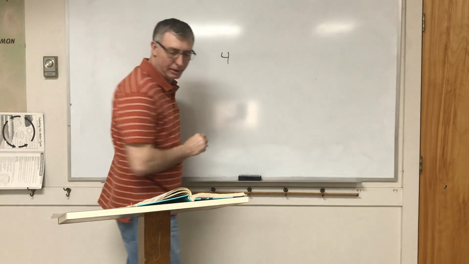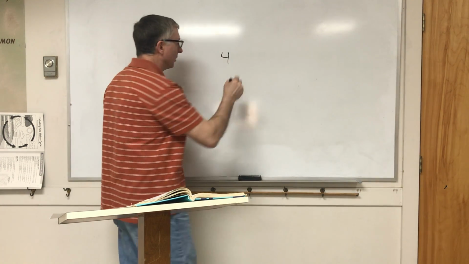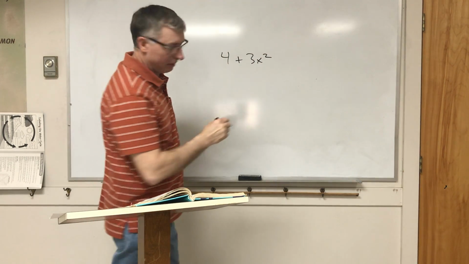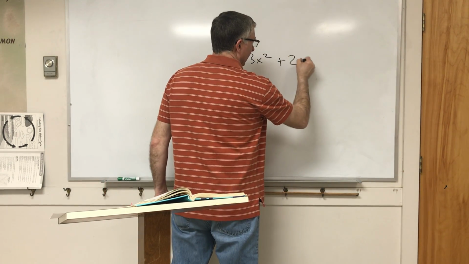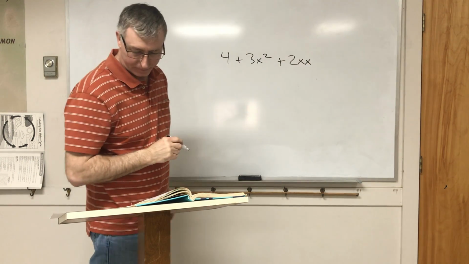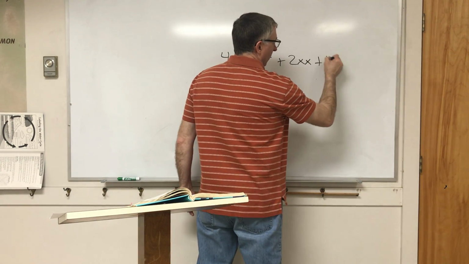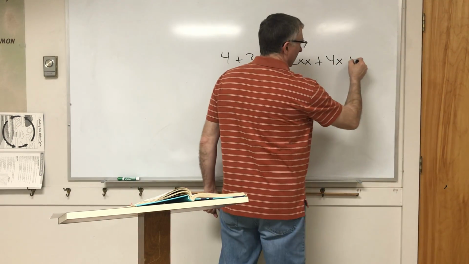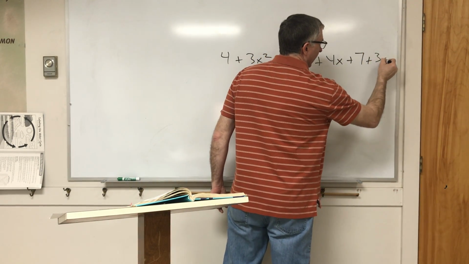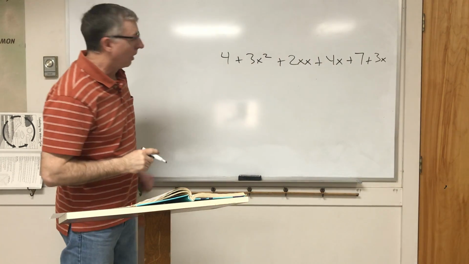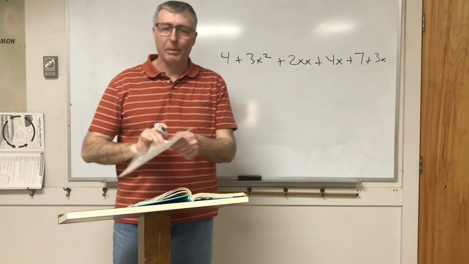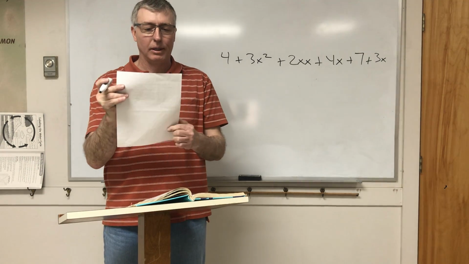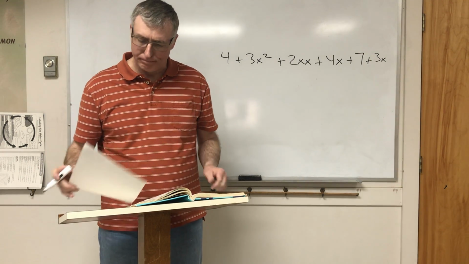So, and this is 91C2, 4 plus 3x squared plus 2x plus 4x plus 7 plus 3x plus 7 plus 3x. Okay, let's go to your Math 8 handout, and I want you to follow the procedures there for lesson 91.